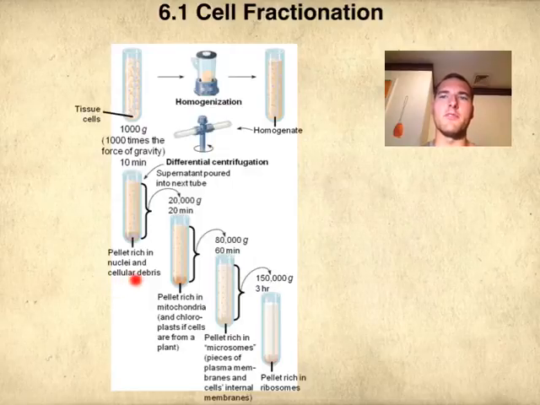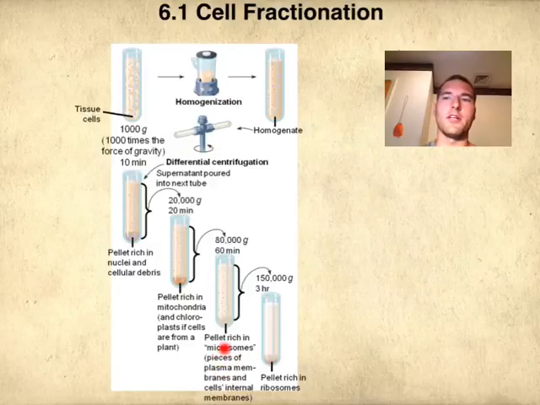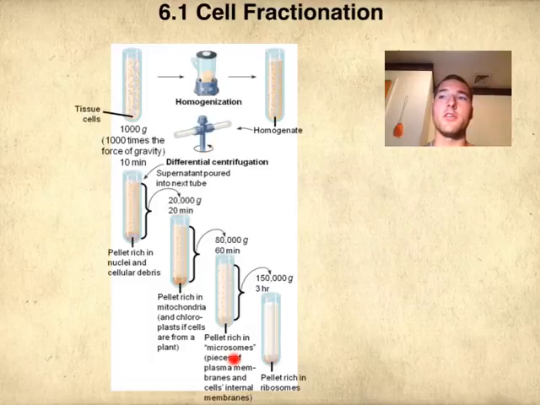So they have the names in here. You get the nucleus during the first pellet. You get mitochondria and chloroplasts, which are basically the size of a bacteria, in the next one. And then you start to get little bits of all kinds of other stuff in the latter pellets. So that's how cell fractionation works.